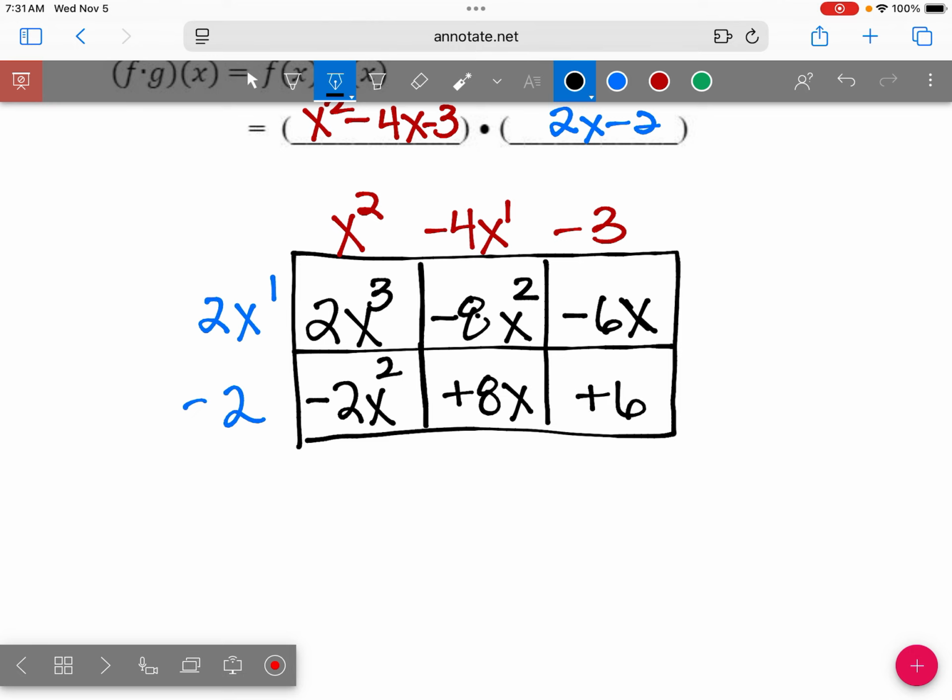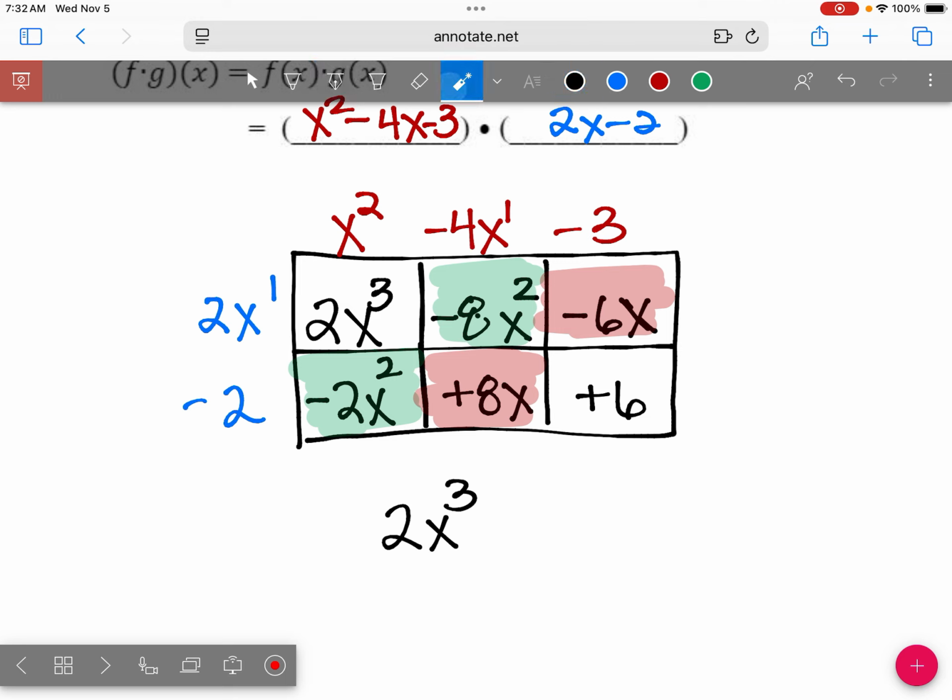Now, I do like the box because you can see our like terms. You see our x squareds. These are like terms, so we can add those together. And then these are just x's, so we can add those together, because these two boxes have 2 x's, and these two boxes only have 1 x. So we can add them together. So what we get is 2x cubed.